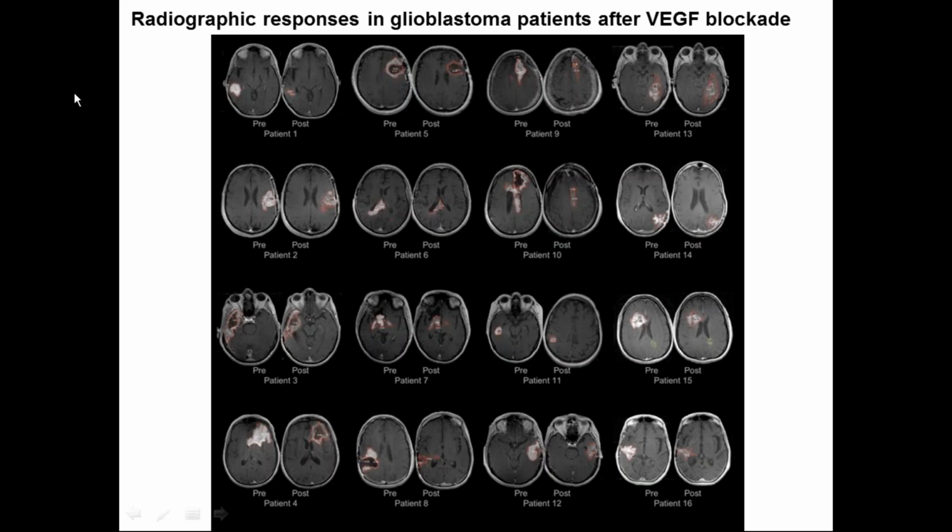Here's an example of a study we were involved in. This is a study with a drug that blocked this angiogenesis growth factor called VEGF. And so there's a number of patients. You can see, like on the top row, patient 1, 5, 9, 13.